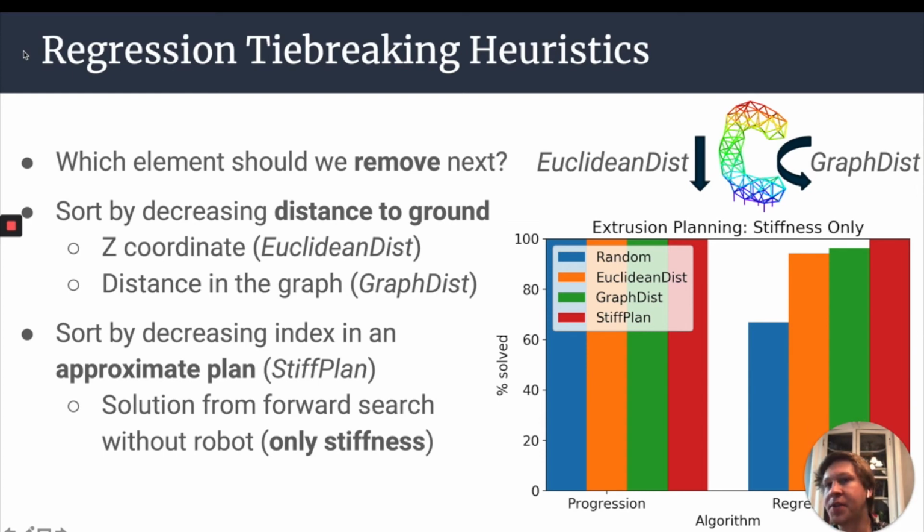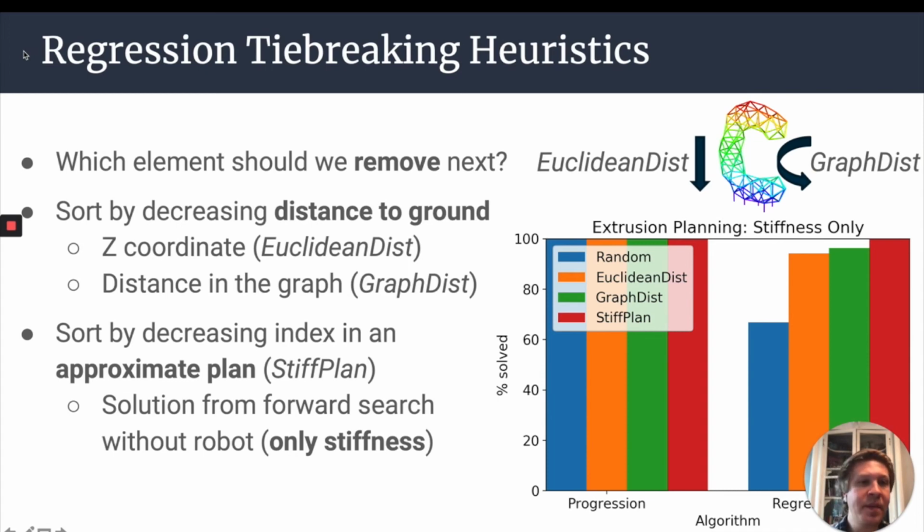An alternative approach is to combine forward and backward reasoning. We can perform a forward search for a sequence of elements that satisfies the stiffness constraint, ignoring the robot and thus the geometric constraints entirely. Then we can use the indices of elements in that plan as the heuristic, where elements with larger indices are removed first. This encourages the backward search to adhere to a sequence known to be successful as much as possible.